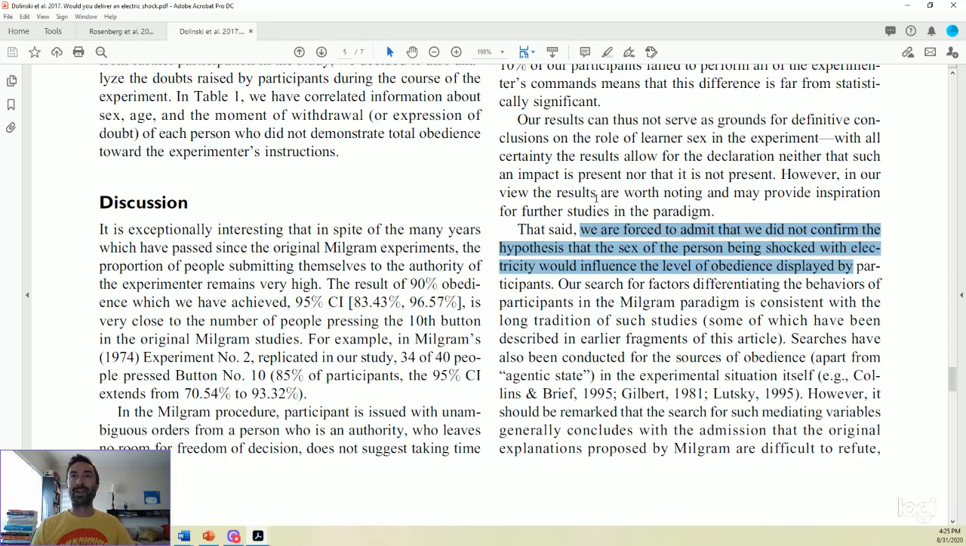And I like the way they say this, right? You'll see this sometimes. We are forced to admit, right? They really wanted to find that sex mattered, but when you're doing research, you've got to be open to having your hypotheses proven wrong by the data, by reality. They asked good questions, but reality said, nope, and that's okay. This is still useful stuff.